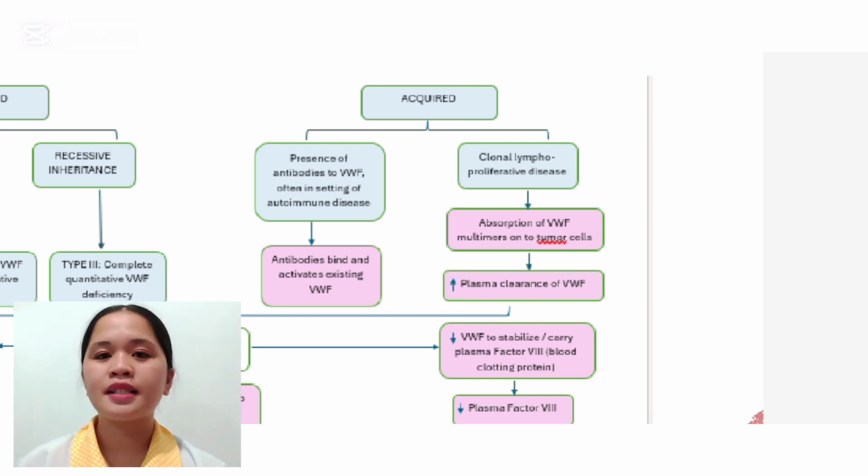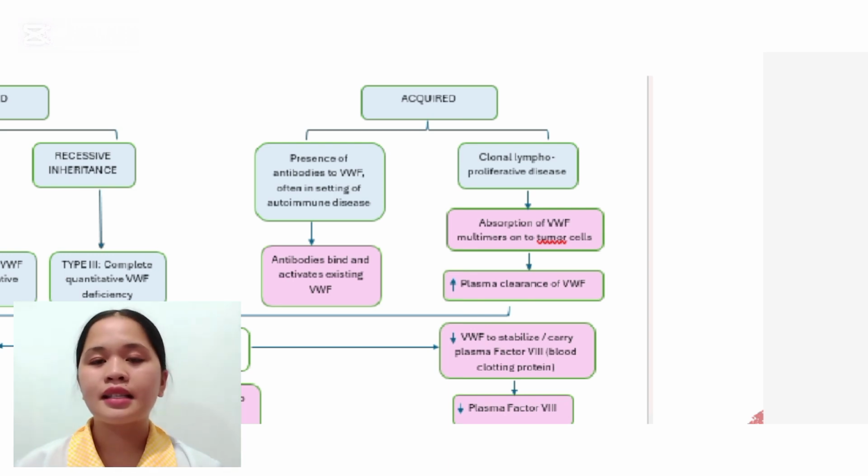This results in antibodies binding and activating existing von Willebrand factor. The antibodies that target the von Willebrand factor may bind to it directly, causing either inactivation or activation. In some cases, these antibodies increase the tendency of the von Willebrand factor to interact with platelets or with endothelial surfaces, leading to rapid degradation or clearance. Another result of the acquired form is the clonal lymphoproliferative disease.